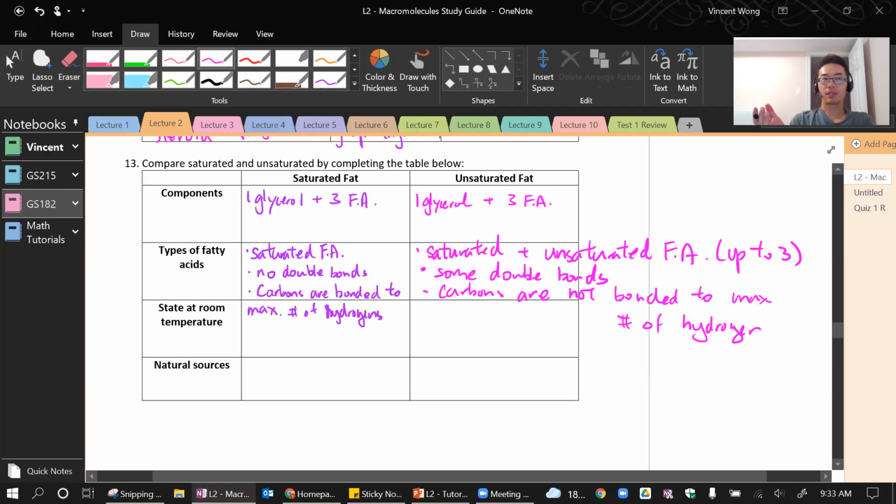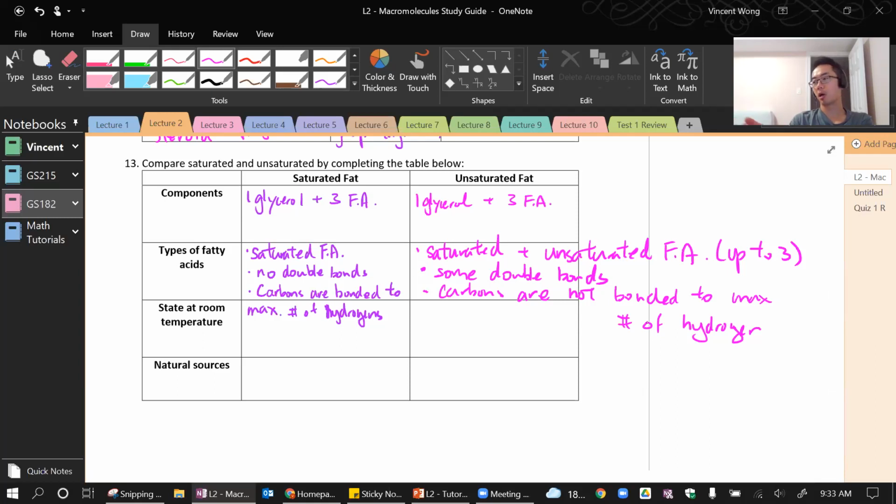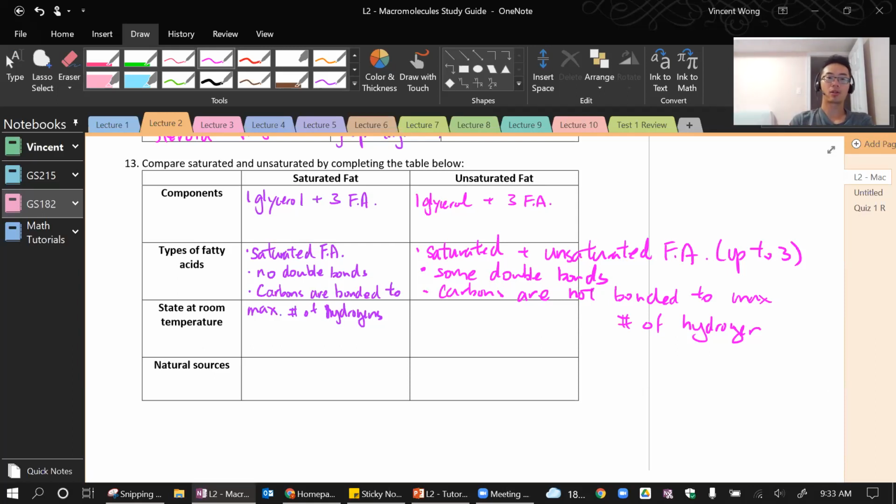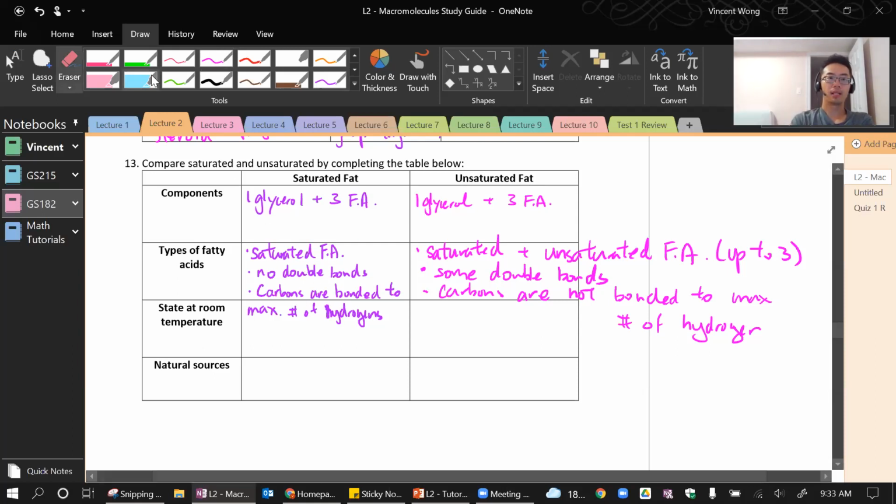So there is something called hydrogenation. That's how they make margarine and stuff. They add hydrogen to unsaturated fat, and it converts them into a semi-solid state that you can spread. So that's called hydrogenation.